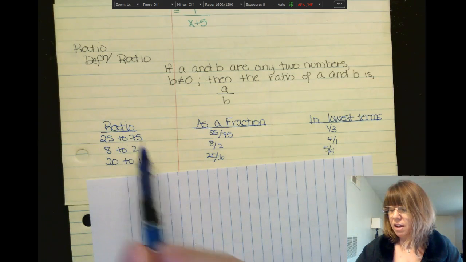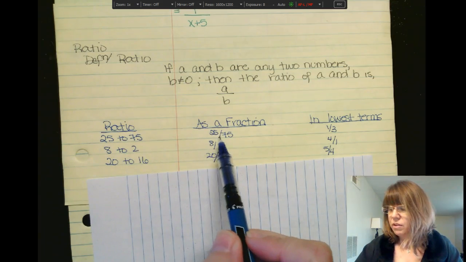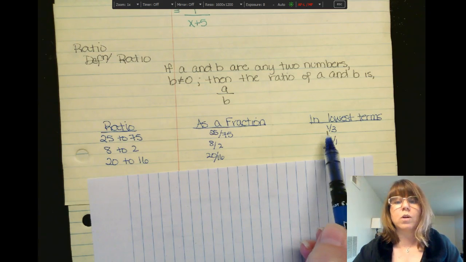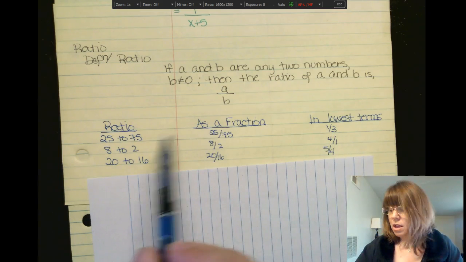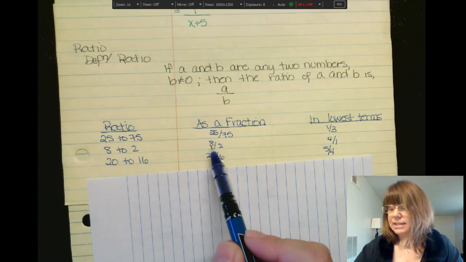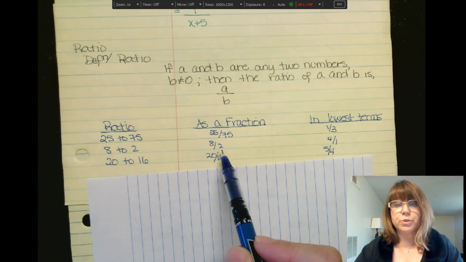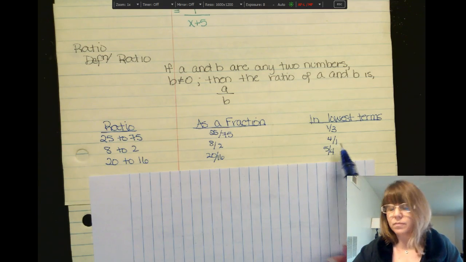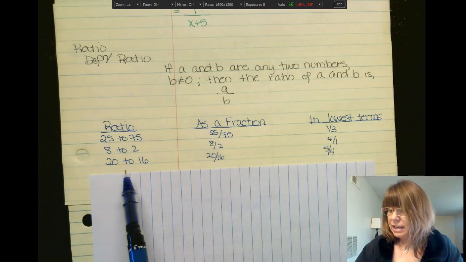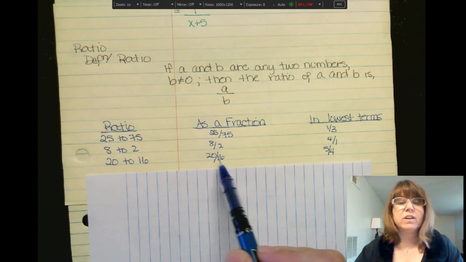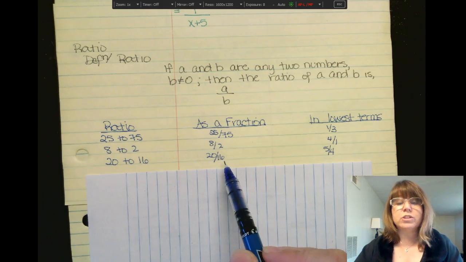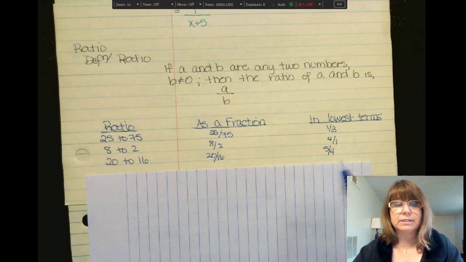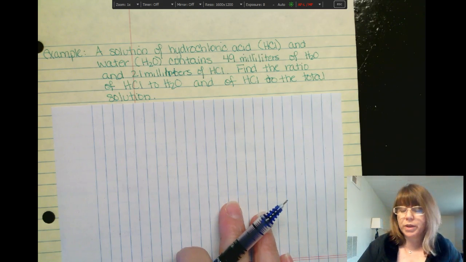25 to 75. Well, as a fraction, that's 25 over 75. In lowest terms, that's 1 to 3, or 1 over 3. 8 to 2 is 8 over 2. In lowest terms, that's 4 over 1. 20 to 16 is 20 over 16, and we can reduce it down to 5 over 4, or 5/4. Let's try an example with ratios.